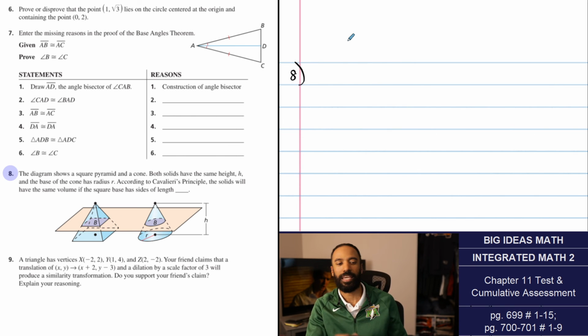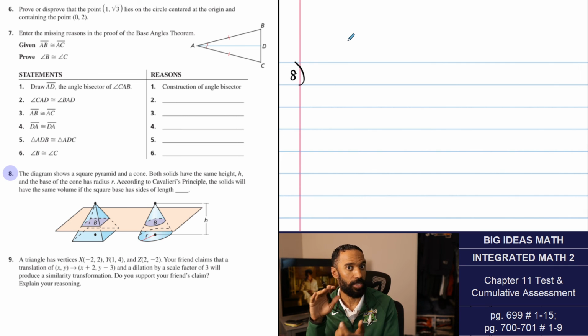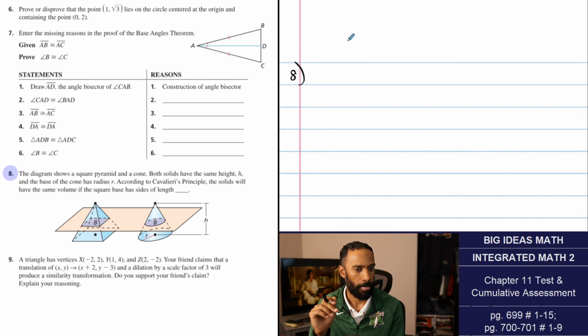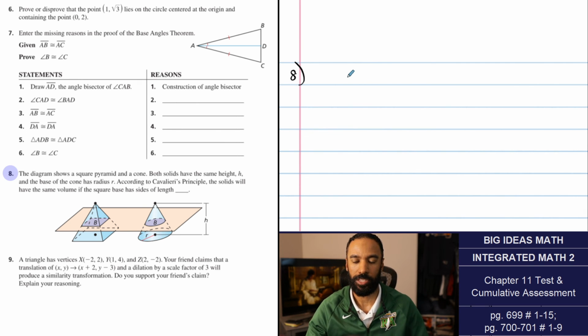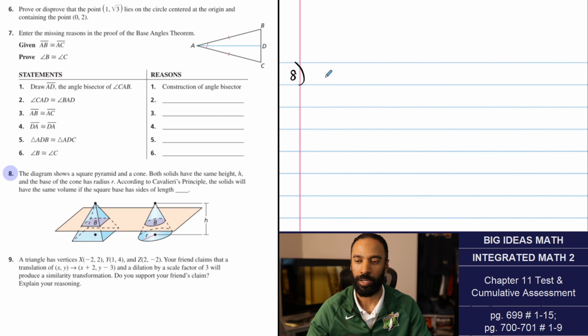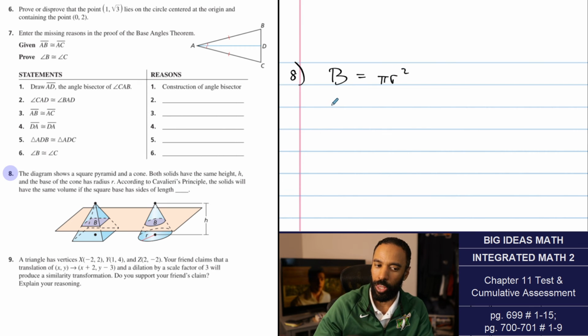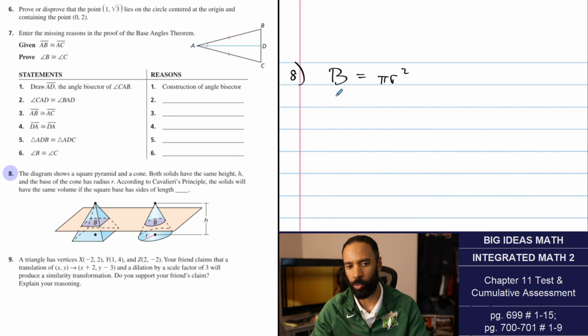Well, the idea is the whole area of the base times height. They said they have the same height, so they need to have the same area of base. So we see that there's a radius of r for the other one. So if the area of the base is pi r squared for one of them, the other one also needs to be pi r squared. So the solids will have the same volume if the square base has sides of length, whatever.